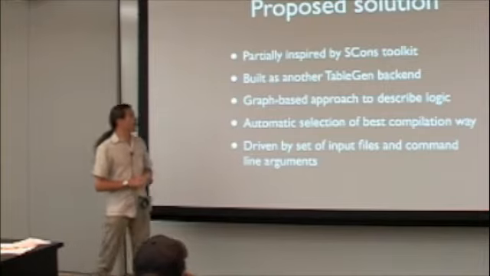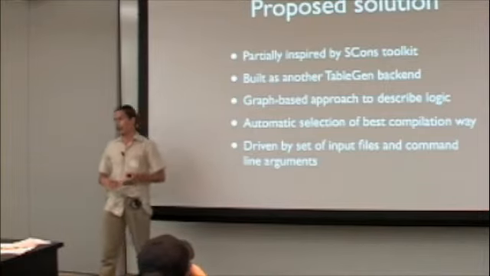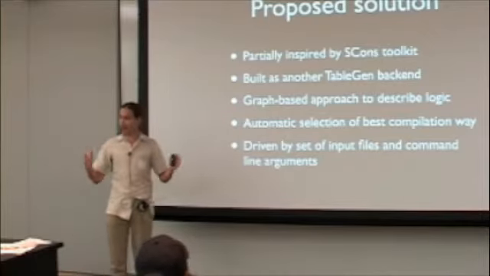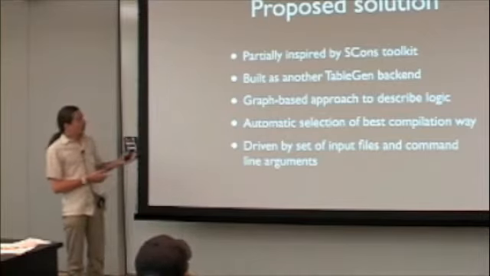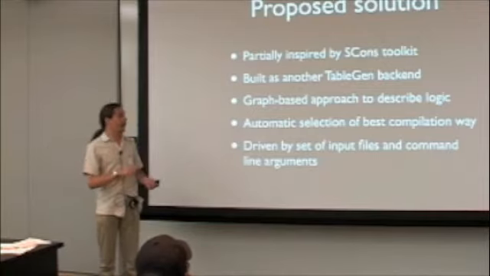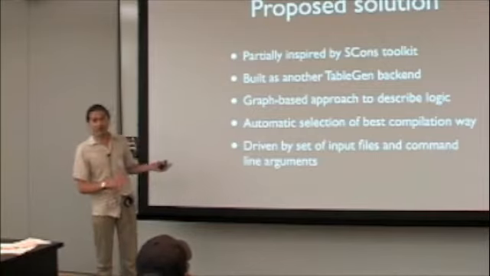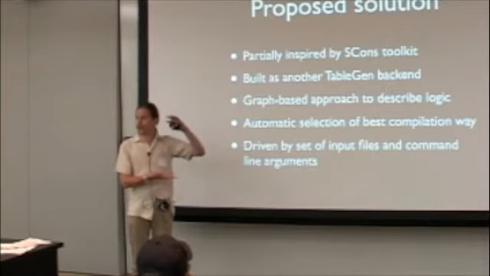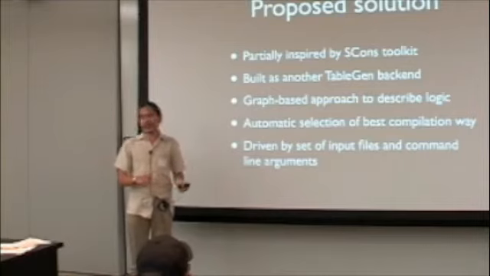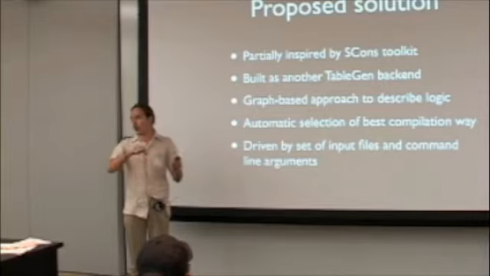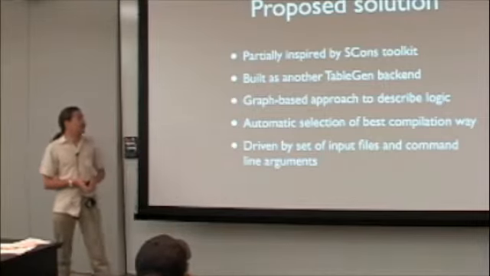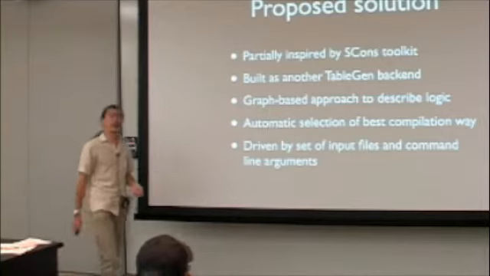It's pretty natural to describe the logic of the compiler driver as a graph, because we already have some chains of the compilation. Also, the compiler driver selects the best compilation path automatically. For example, there can be several possibilities to compile the same set of inputs into outputs. And thus we can, for example, select the path which contains the lower number of tool invocations. And surely the compiler driver is driven by the set of input files and command line arguments.